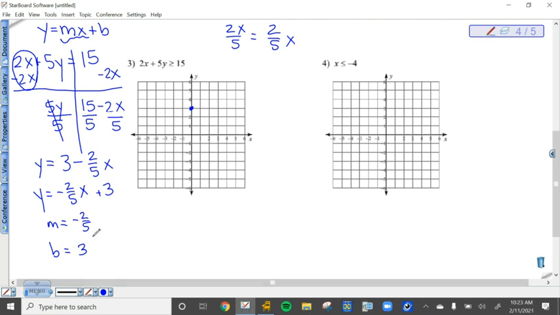And now my slope is negative 2 over 5. So what's my rise? Negative 2. What's my run? 5. So that means from my y-intercept, that's my starting point, I count down 1, 2, and then over to the right, always going to the right, count over 1, 2, 3, 4, 5. Okay, and I could go this way as well just to make it a little more clear. So if I'm going this way, now I got to go up 2 over 5.